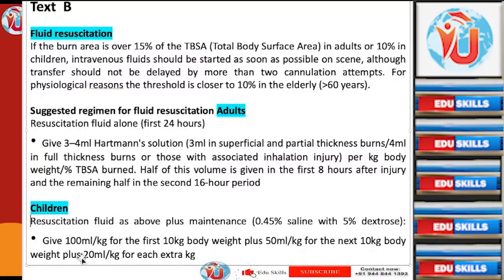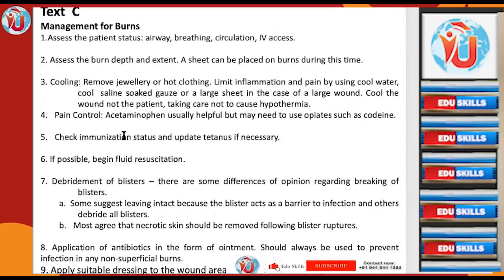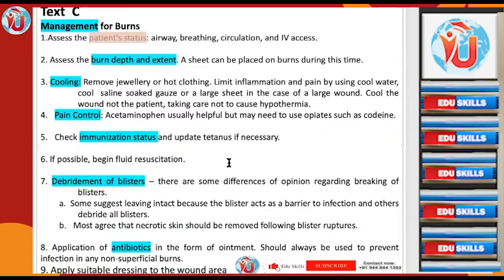And then later on, you know, there are so many numbers here. But then if something is spoken about pediatrics or children, immediately you have to come here. If some treatment about adults is spoken of, immediately you have to look only here, not the first and last paragraph. So easy to locate and go fast. And going to third, there are so many things. Management. Then just glance at the side headings. Cooling, pain control, immunization, debridement, application of antibiotics. So just have a glance over these things. Okay, that's it. Skimming means that is the thing.